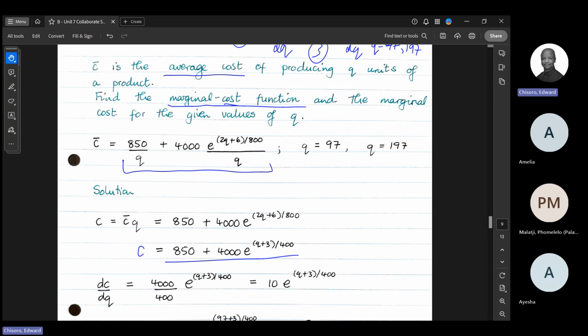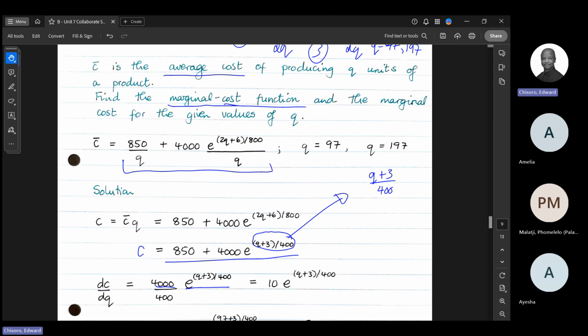Obviously, when you differentiate a constant, it falls away. Plus, when you differentiate a constant times an exponential, we get the constant times the differentiation of the exponential function. So that's 4,000 times, if we differentiate e to the (q plus 3) over 400, we get e to the (q plus 3) over 400 times the differentiation of the inside function, which is 1 over 400, right? So let's just show that there. So (q plus 3) over 400.